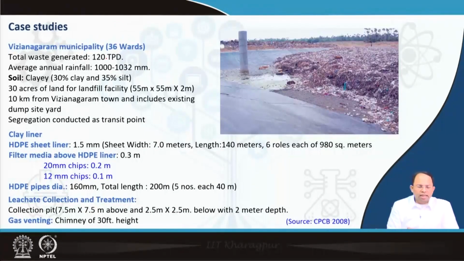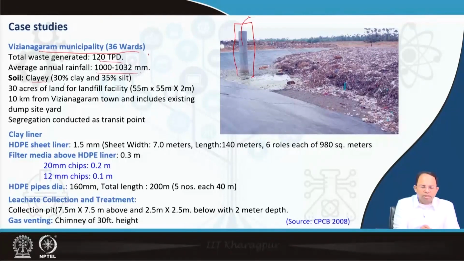Next, coming to another landfill design in Vizianagaram municipality, which has 36 wards. You can see this pipe sticking out. So this is the gas collection well, a passive well, right? This allows the gas to come out of the lower layers of waste, which is below here. Total waste generated is 120 tons per day. Average annual rainfall is 1000 to 1032 millimeter.